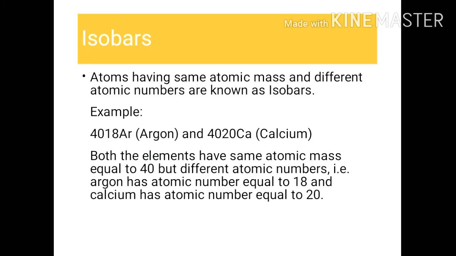Now we are going to study the last topic, isobars. Atoms having the same atomic mass and different atomic numbers are known as isobars. For example, argon-40 with atomic number 18 and calcium-40 with atomic number 20. Both elements have the same atomic mass equal to 40 but different atomic numbers: argon has atomic number equal to 18 and calcium has atomic number equal to 20.